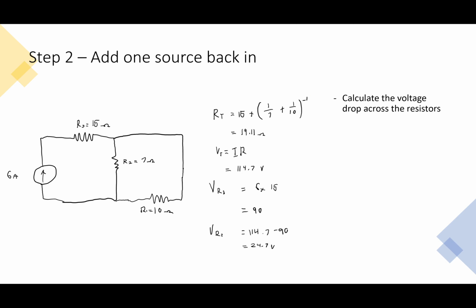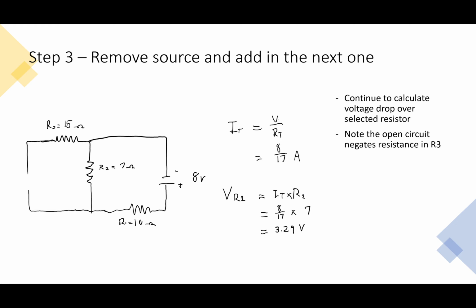Then we're going to calculate R total. Then we're going to use Kirchhoff's voltage law to discover what the voltage across R2 is. So then we're going to note that down and move into step 3. We're going to remove that current source and add in our next source.